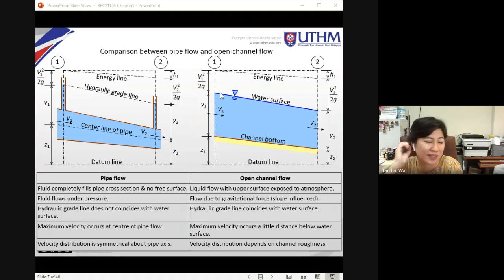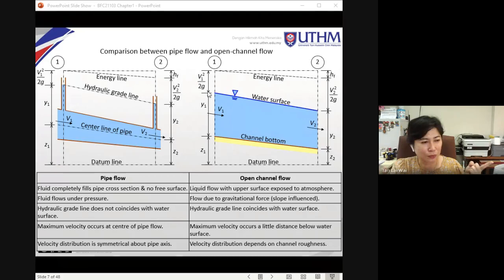Now, since you have learned about pipe flow, but I think you need time to refresh the knowledge of pipe flow. The screen that you are looking at right now shows the difference between pipe flow and open channel flow. So on the left you have pipe flow, on the right you have open channel flow. You see on the pipe flow, you have a pressure.